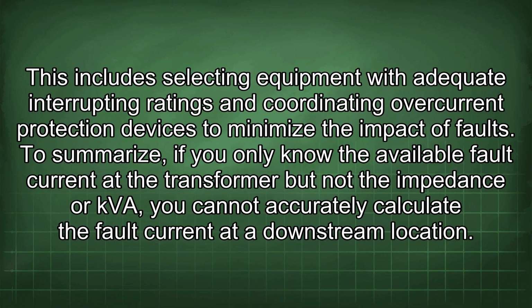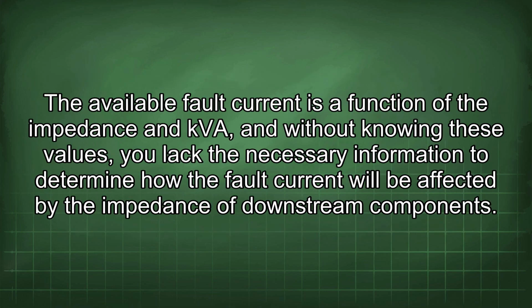impact of a fault. To summarize, if you only know the available fault current at the transformer but not the impedance or kVA, you cannot accurately calculate the fault current at a downstream location. The available fault current is a function of the impedance and kVA, and without knowing these values, you lack the necessary information to determine how the fault current will be affected by the impedance of downstream components.